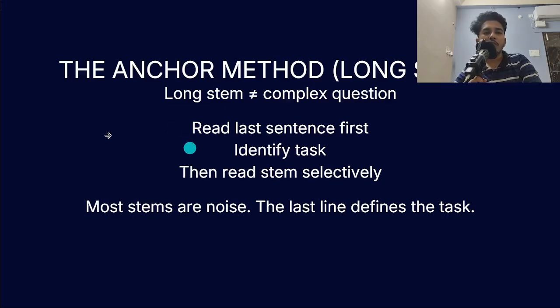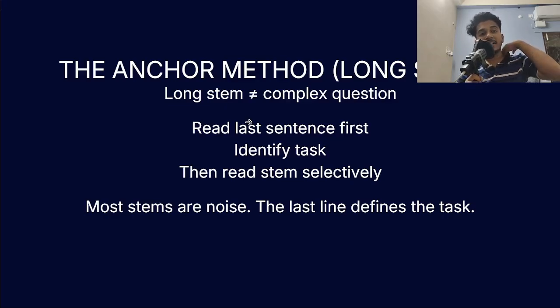Identify the task. What is the examiner asking me? And then you read the stem selectively. Most of what you will read in the stem is noise. You have to eliminate the noise and get to the most important, juicy part. And the last line decides the task. So imagine you're going to construct a building. You will not start talking about what kind of tiles you want in the bathroom. You'll first talk about the foundations. You'll talk about how much you're going to get paid.